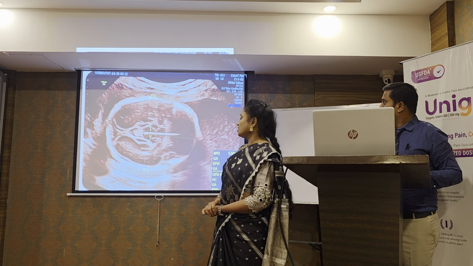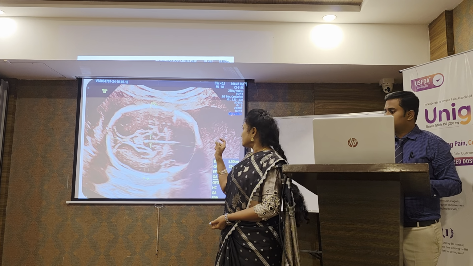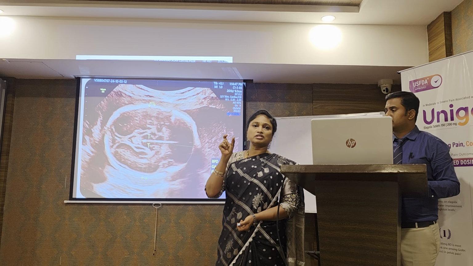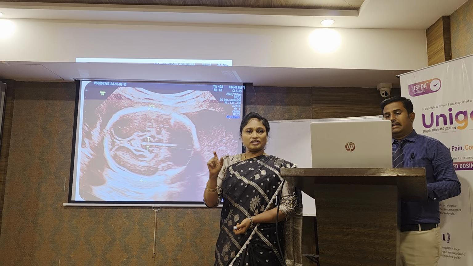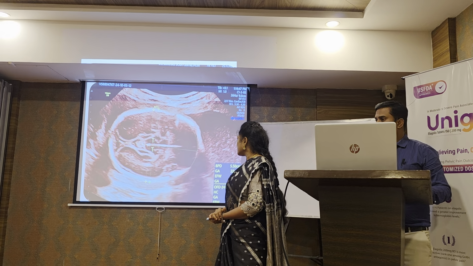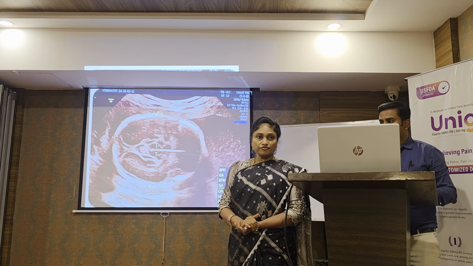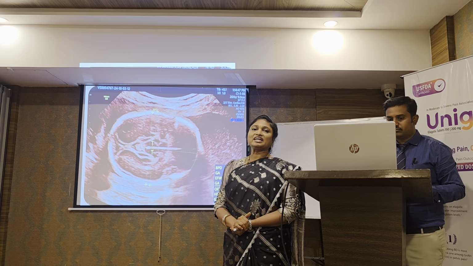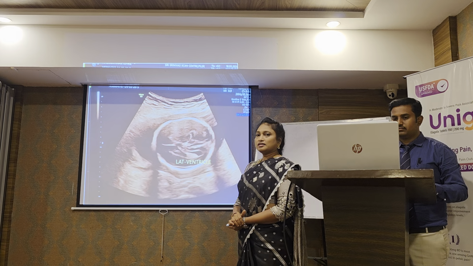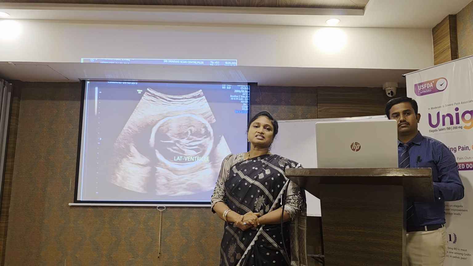So this is the plane where we get to see the falx cerebri, the cavum septum pellucidum, the thalamus on either side, third ventricle, and in the posterior fossa we look for the vermis, cerebellar peduncles, as well as the smaller structures like the lateral as well as the occipital areas. So this is the area which, if properly mapped, we rule out almost 80% of the anomalies.